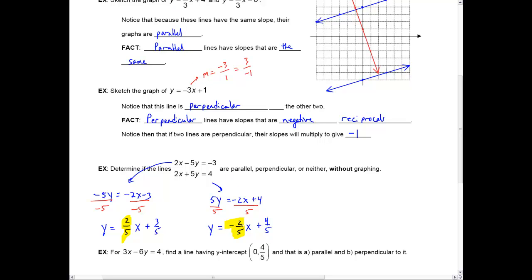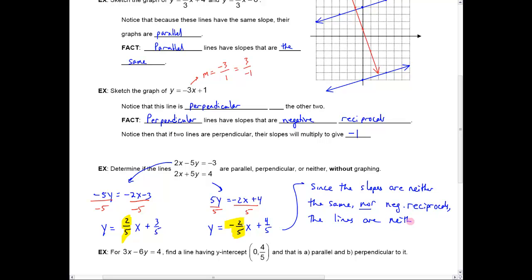Okay, so since the slopes are neither the same nor negative reciprocals. Notice if I multiply these together, I'm not going to get -1, would I? I'd get -4/25. Nor are they negative reciprocals. The lines are neither parallel nor perpendicular. Okay?